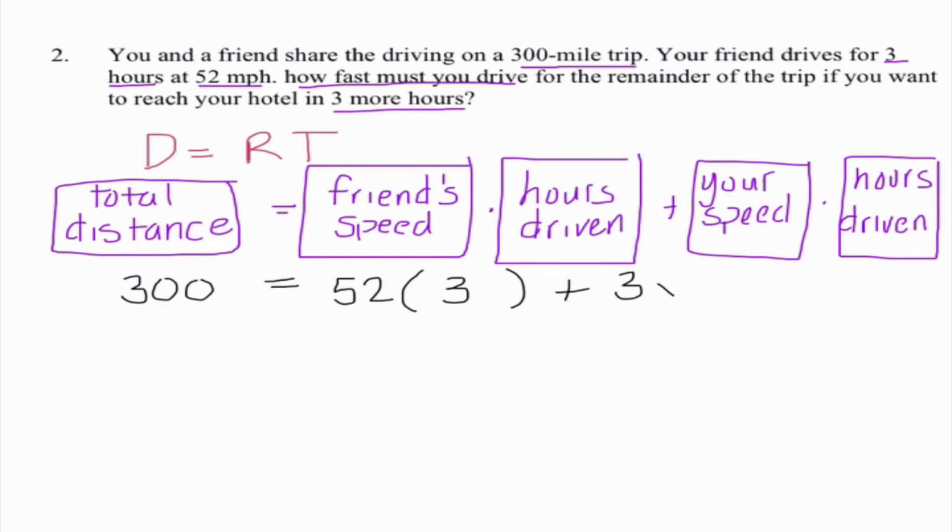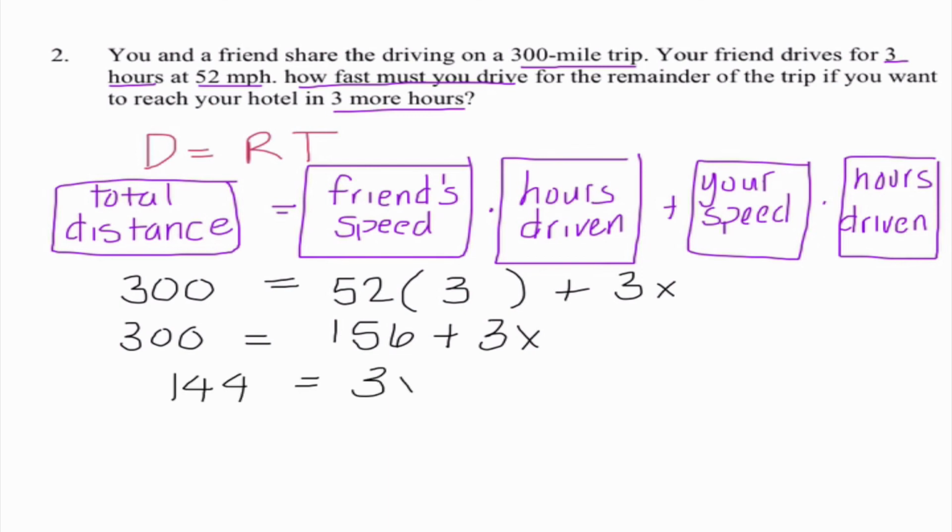It's telling us that we want to make it in 3 more hours, so I'm going to write that as 3x. Now when I'm solving this, 52 times 3 is 156. In order to get x all by itself, I'm going to subtract 156 from both sides. So I get 144 equals 3x. I'm going to divide both sides by 3. And I get x equals 48.